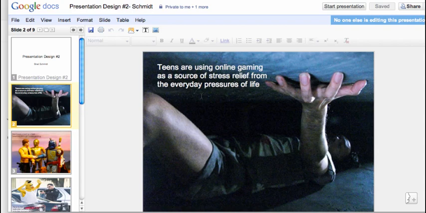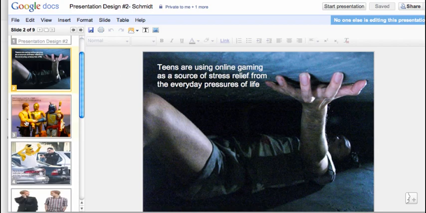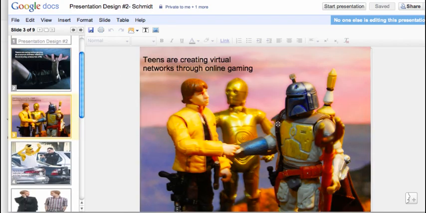Here's something that's kind of a powerful picture. Teens are using online gaming as a source of stress relief from everyday pressures of life, and you see a guy trying to hold up an amount of weight that he obviously can't. That fits into the book, that people remember visuals better than bullet points. Always ask yourself, how can you use a strong visual? So, including quantitative displays, which I had on my last slide, to enhance the narrative. So, it's just a powerful picture with a good statement to go along with it.